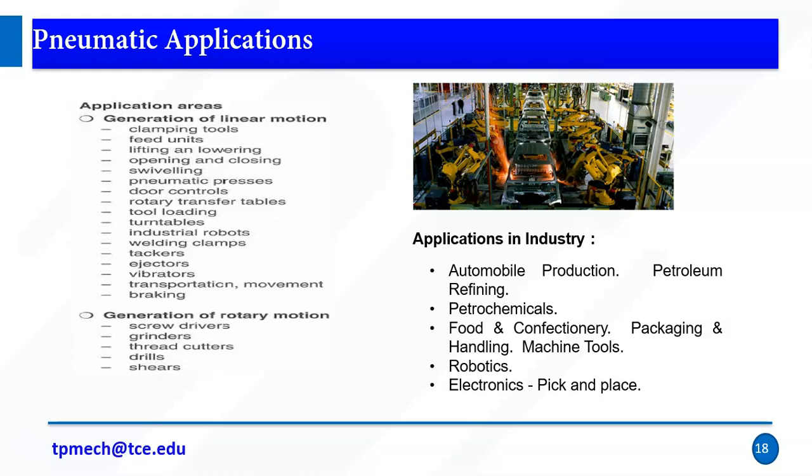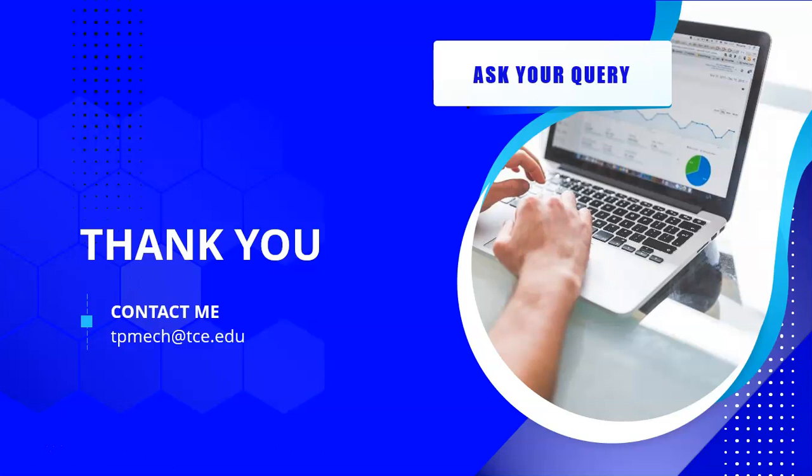Another is rotary motion, for example screwdrivers. Automated screwdrivers use a pneumatic power source, as do grinders, thread cutters and drills. Dental drills are made with pneumatics, and shears. Our applications in industry: generally it is used in many industries such as automobile, petroleum refining, petrochemical, food, packaging, robotics and electronics. Whenever hazards may happen, in that place we can use pneumatics, right?